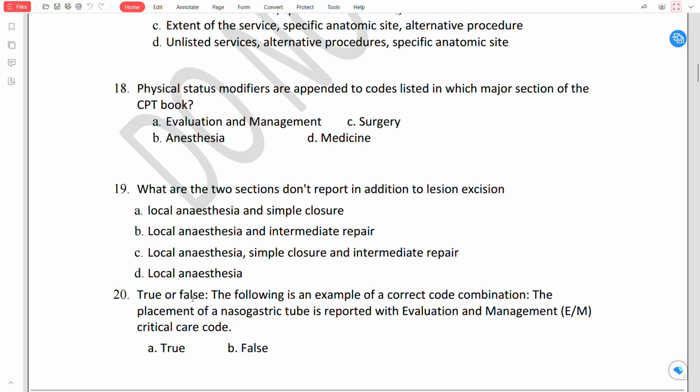20th one. True or false question. The following is an example of a correct code combination. The placement of a nasogastric tube is reported with an evaluation and management critical care code. It's true or false.